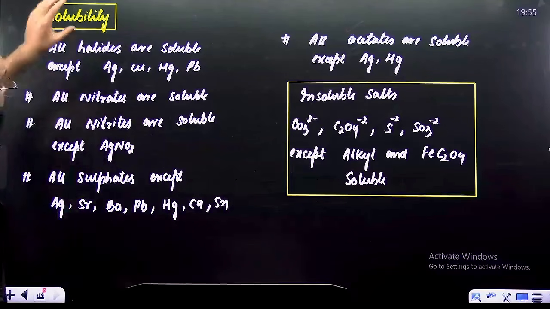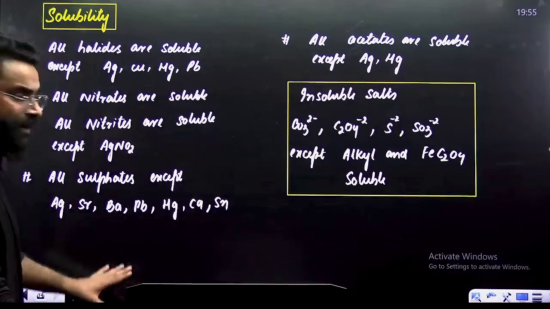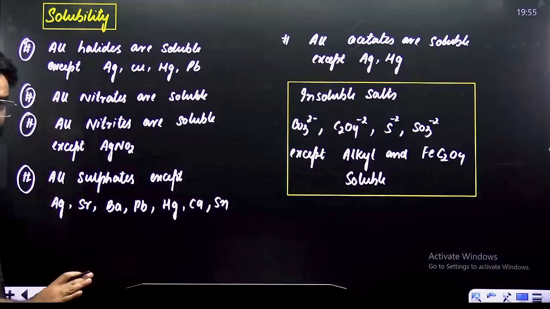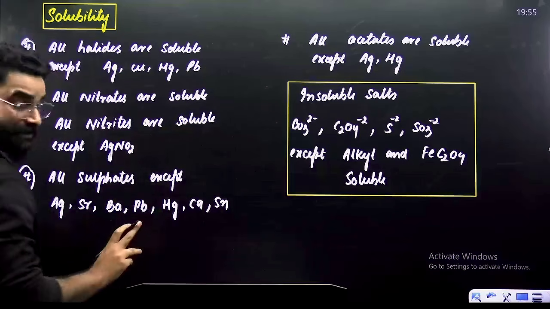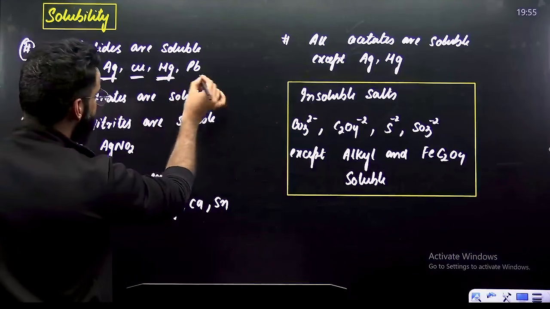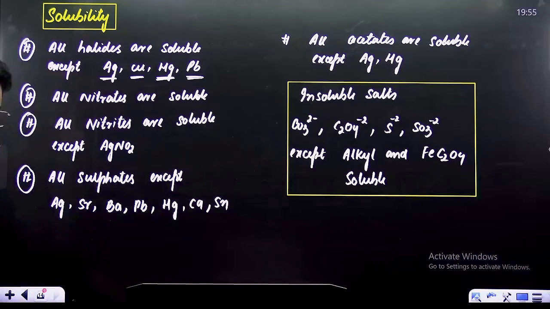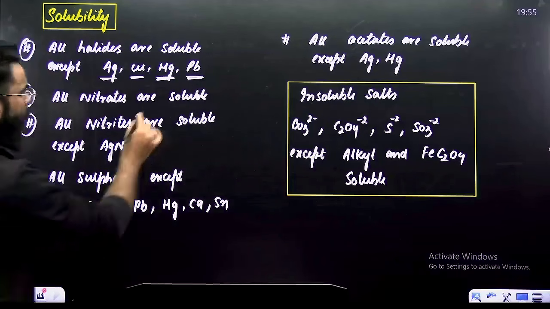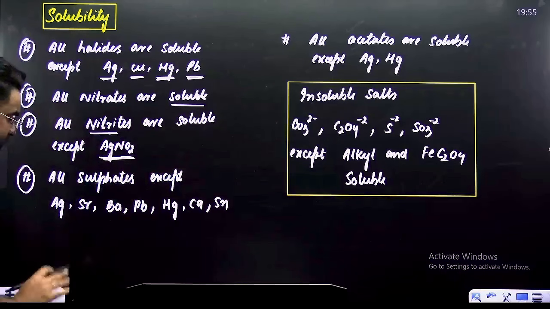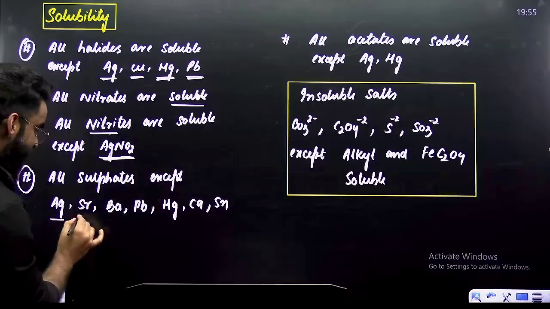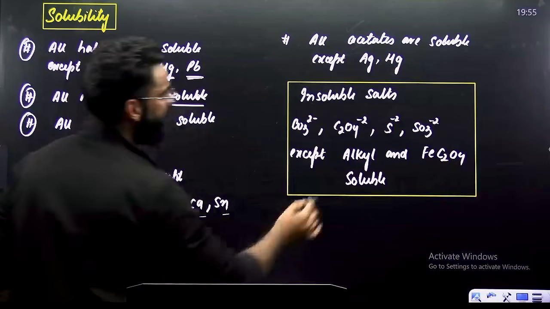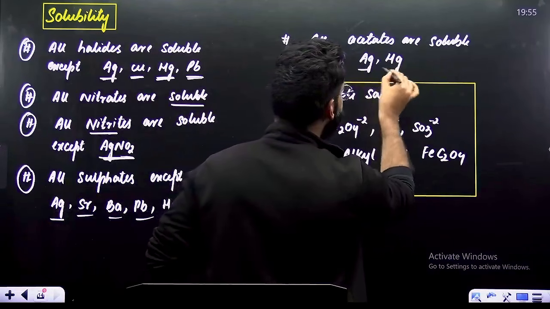Similarly, my dear students, when I talk about the solubility, this is the last slide over here. These are a few pointers which are mentioned and anything can be asked out of these pointers. My dear students, all the halides are soluble except the halides of silver, copper, mercury, and lead. Right? All the halides are soluble except these. Similarly, all nitrates are soluble, no exception. All nitrites are soluble except AgNO2. Right? Similarly, all sulfates are soluble except those of silver, strontium, barium, lead, mercury, calcium, and tin. Perfect. Similarly, all acetates are soluble except silver and mercury.